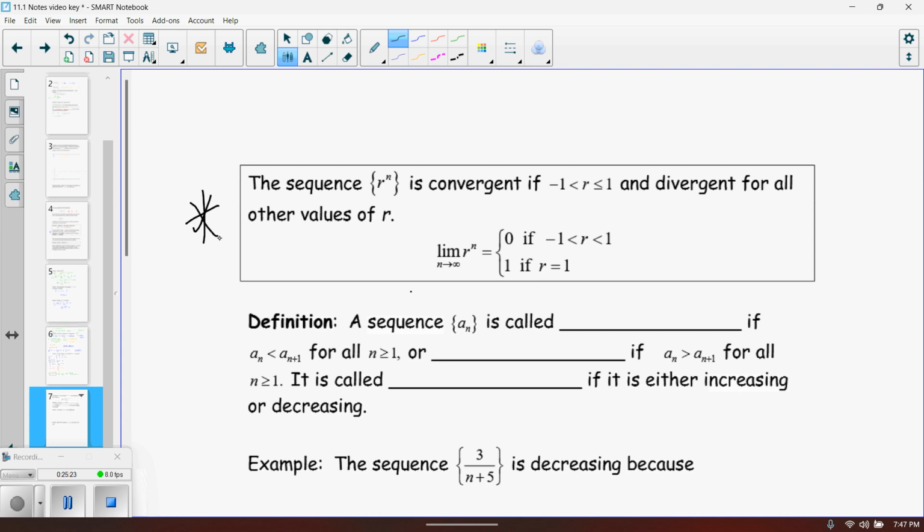So we will come back with a third video to finish off this idea of sequences being increasing and decreasing and so on.